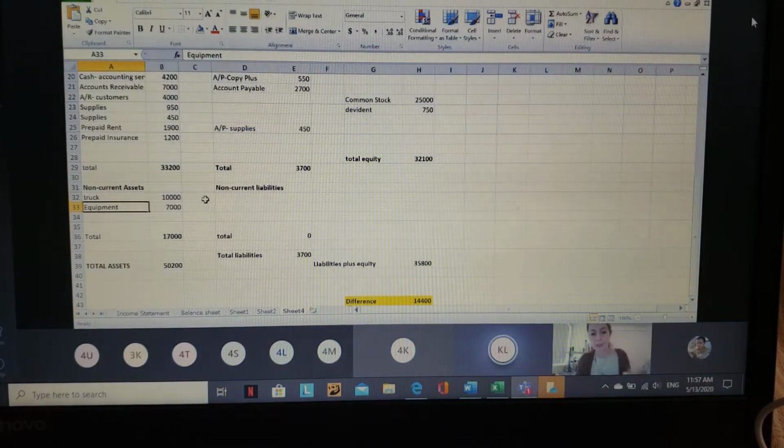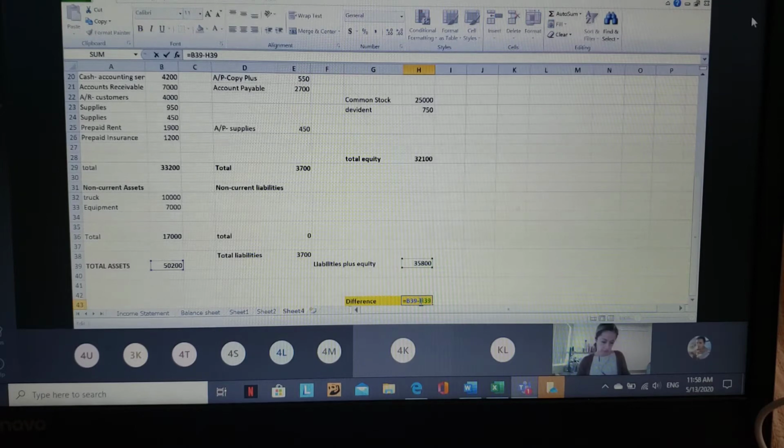Yeah. So the total asset is 50,200. Total liability here and total equity here. So that's the total of liability and equity here. And then the difference between this one and this one is 14,400. Yeah, I get this one asset minus this amount, so I get this difference.